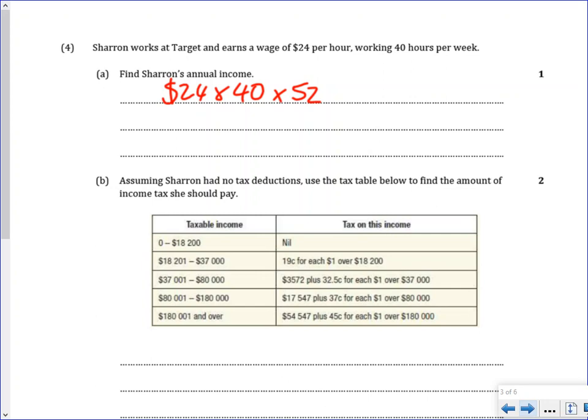So we do 24 times 40 times 52, which equals $49,920. So that's how much the person's earning per year. If you didn't times it by that 52, you would have only gotten 24 times 40, which is $960, and that doesn't sound right. It's not like you're going to earn $960 for a whole year. I mean, that's not very practical at all. So make sure that's just a quick way that you can check to see if you're right.